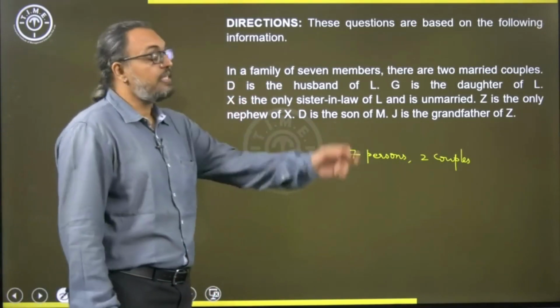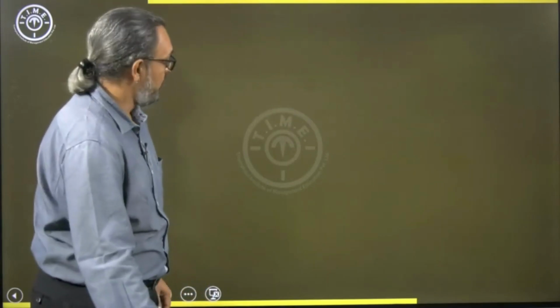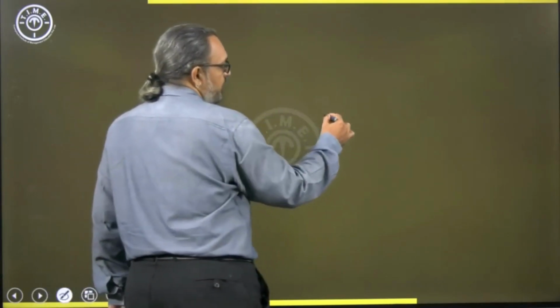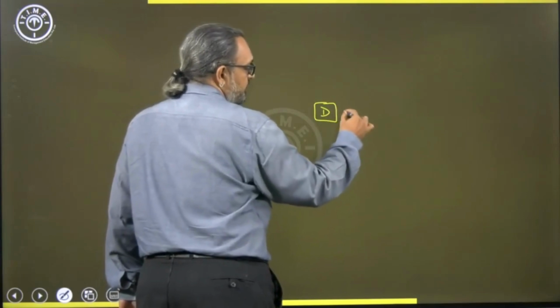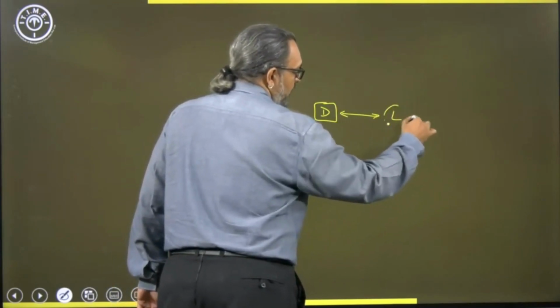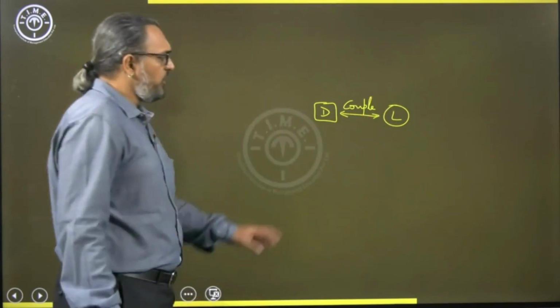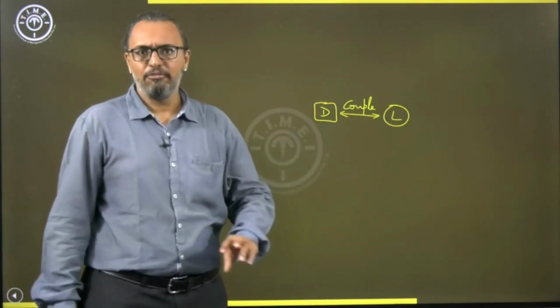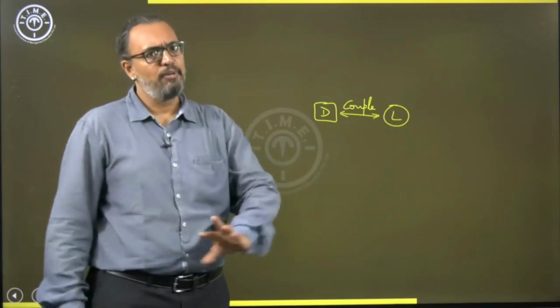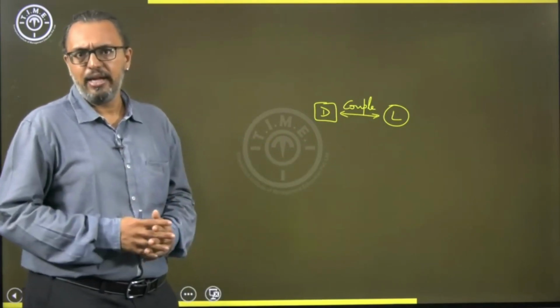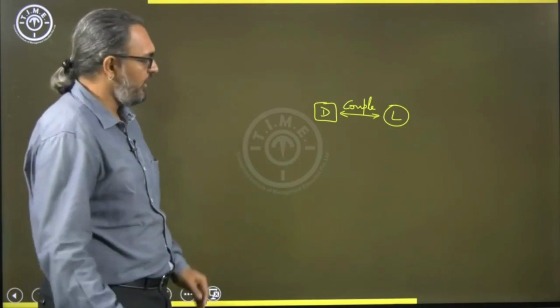Now, it says D is the husband of L. So, we have D is a husband to L. So, L is a wife. So, we get our first couple. Here I am representing a square around the alphabet as a male and a circle around the alphabet as a female for easy representation and distinction.